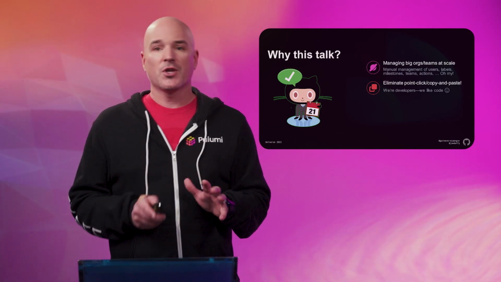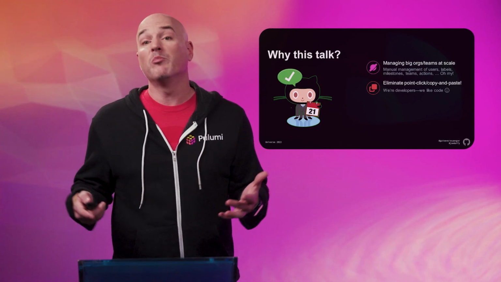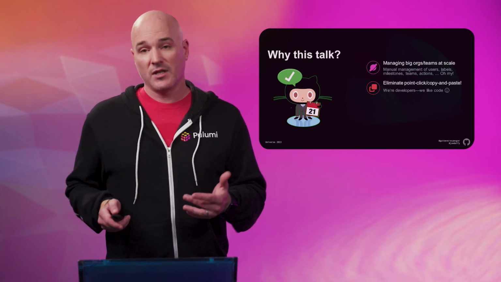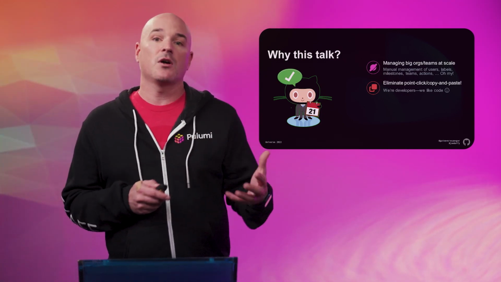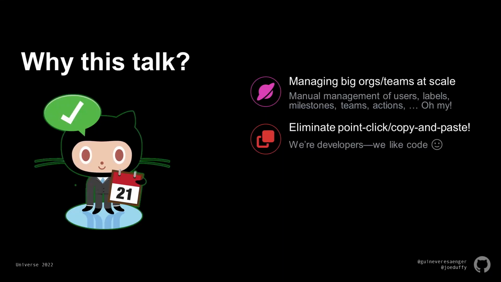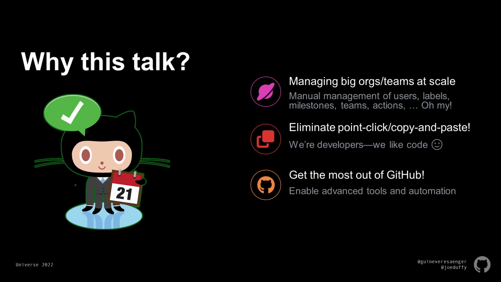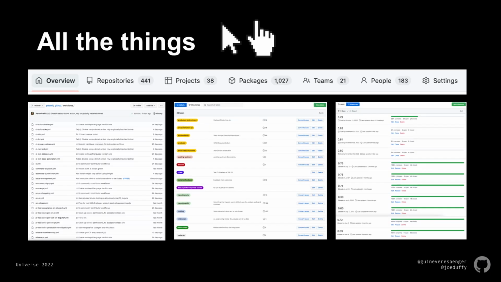I think, using code, using the full flexibility of the GitHub platform, we can really get the most out of GitHub by applying a lot of the techniques that we're going to talk about in this presentation, and enable advanced tooling and automation so that you can customize GitHub and get the most out of it. And when I say all the things, I mean all of the things, from repositories to the contents of those repositories, whether those are contributing MD files or actions, all the projects. We love project management on GitHub, some of the new capabilities that have shipped over the last few years, package management, teams, people, you name it. We're going to show you how to automate it throughout this talk.